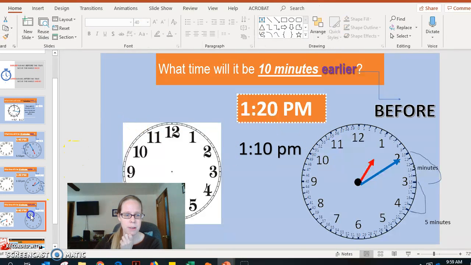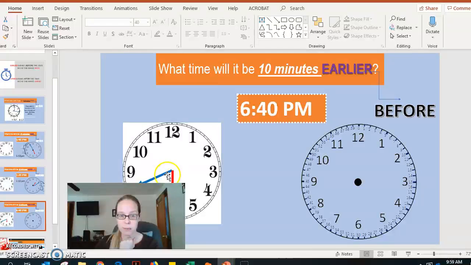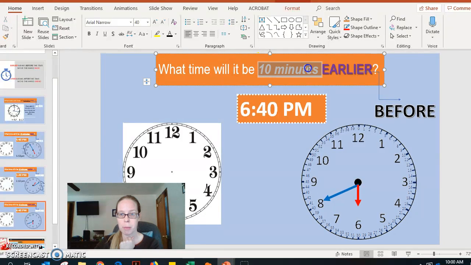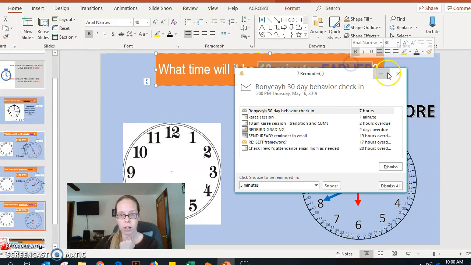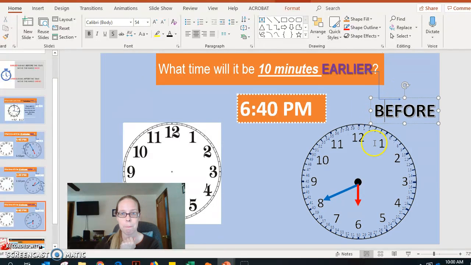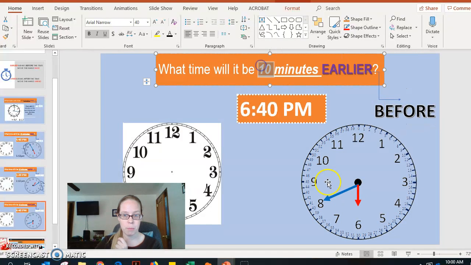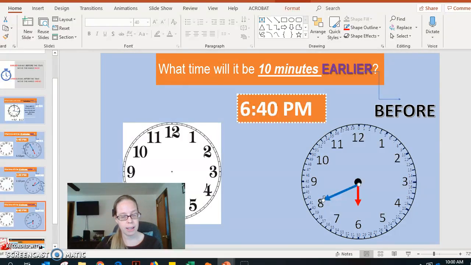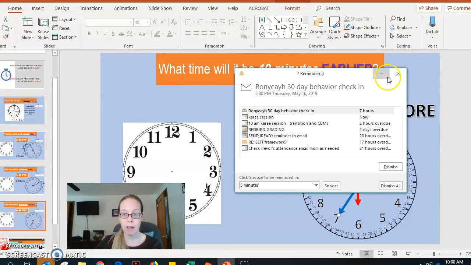All right, one more. So here we go. This time is 6:40. So my minute hand is pointing to the 8 because that is 40 minutes past. My hour hand is pointing to the 6, and I want to know what time is it 10 minutes earlier? So again, this is going to be 10 minutes before. So I want to move my minute hand back 10 minutes. And again, it lands on that big bold number. So I'm going to move it back 5 minutes. From the 8 to the 7, now that's 35. That was 5 minutes back.